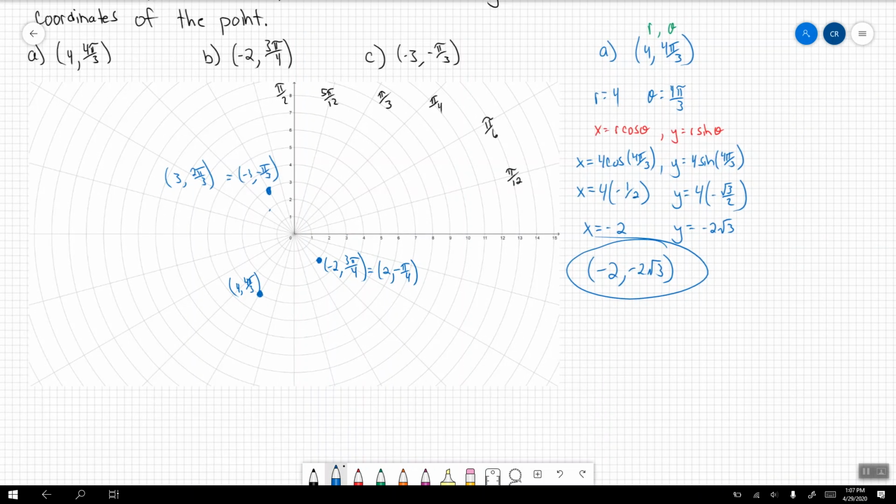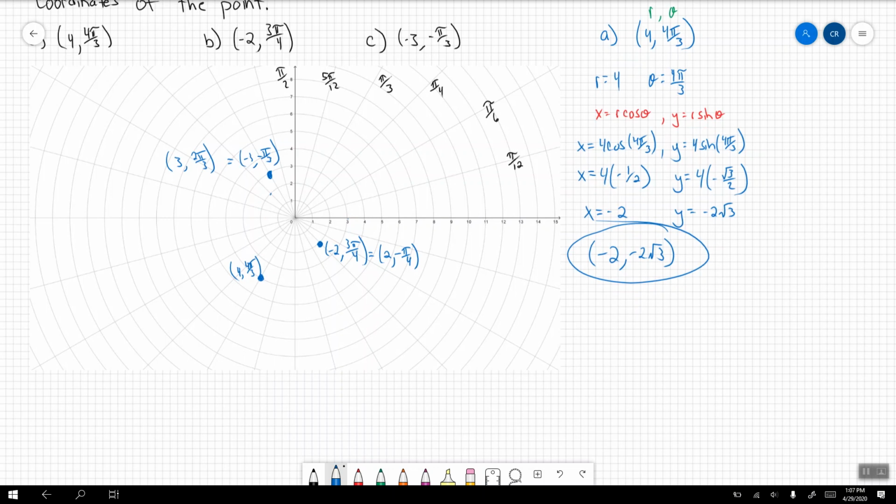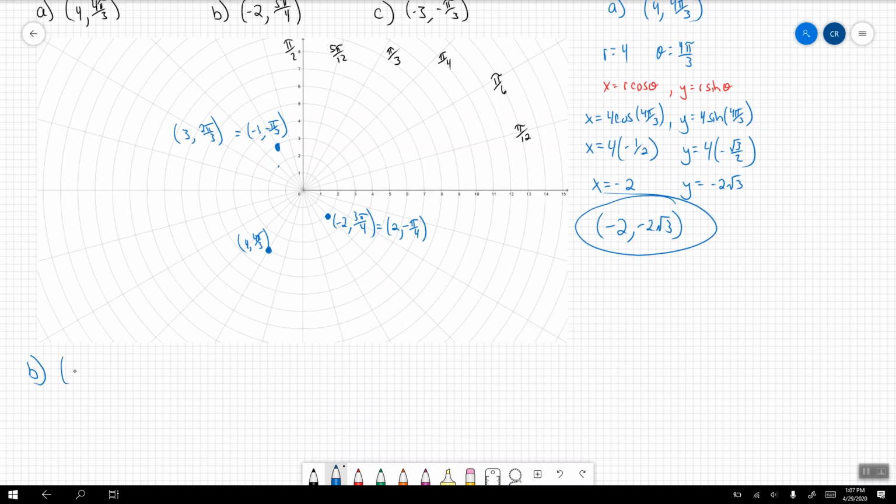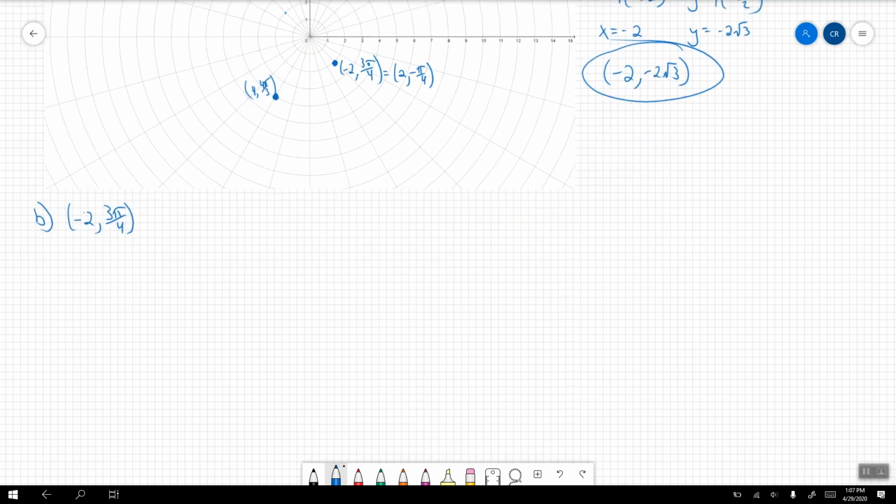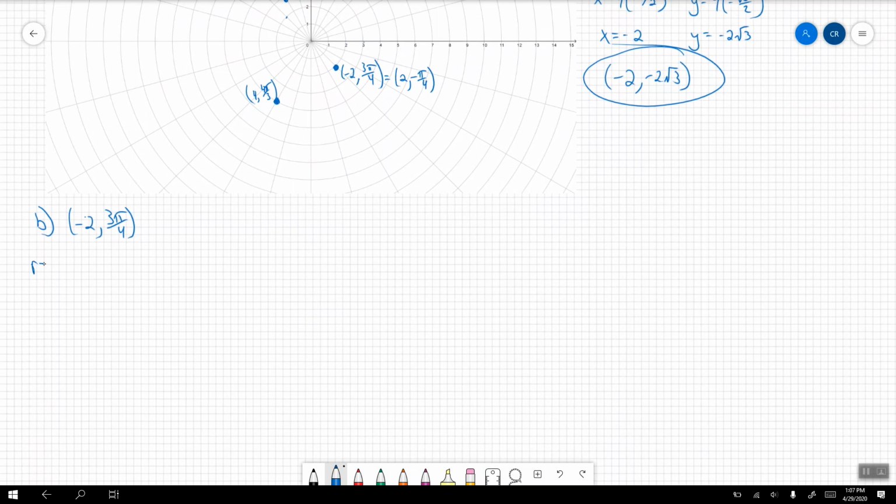So let's work on part B, and I'm going to do the work down below over here. Part B, we're going to be looking at the ordered pair of negative 2 comma 3 pi fourths. As such, again, I'm going to extract what I am given. I'm given my r and I'm given my theta, so r is equal to negative 2, theta is equal to 3 pi fourths. And again, I want to extract my x and y coordinates, so x is negative 2 times cosine of 3 pi fourths. y is negative 2 times sine of 3 pi fourths.